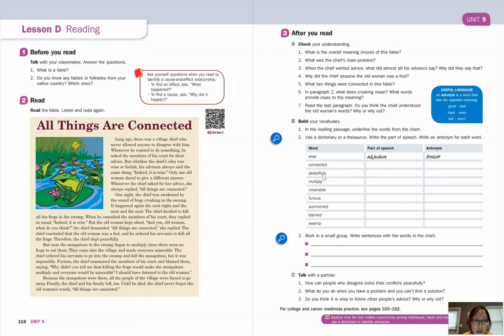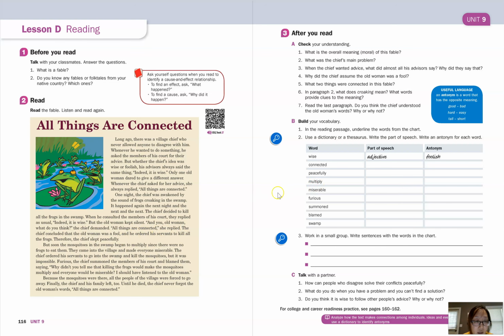And then peacefully, you can see the word peacefully over. I'm not really sure where I found it earlier. Yeah, here, the chief slept peacefully. Okay, so the part of speech is an adverb because it describes the word slept. And ly is another hint because lots of adverbs end with ly. And for an antonym, you might say noisily.